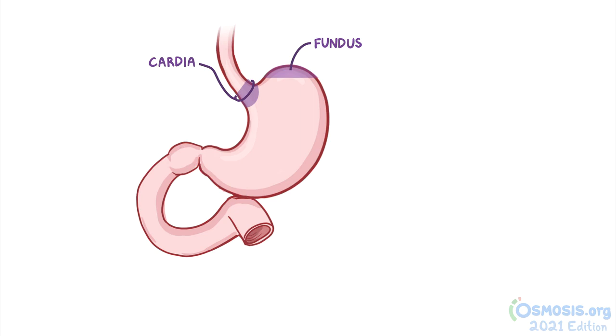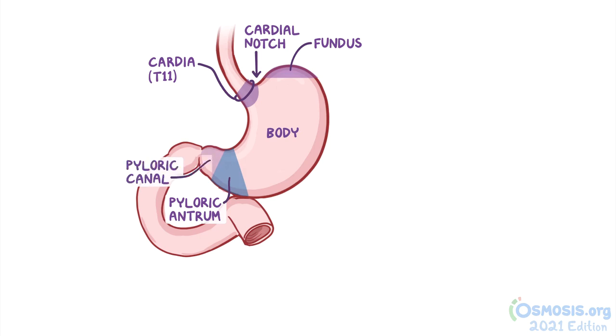The cardia is located at the level of the T11 vertebra. The fundus is the dilated superior portion of the stomach and is related to the left dome of the diaphragm. Between the fundus and the esophagus, there's a deep notch called the cardial notch. The body of the stomach comprises the major portion of the stomach and is located between the fundus and the pyloric antrum. The pyloric portion of the stomach is a funnel-shaped region which has a wider part called the pyloric antrum and a narrow part called the pyloric canal.